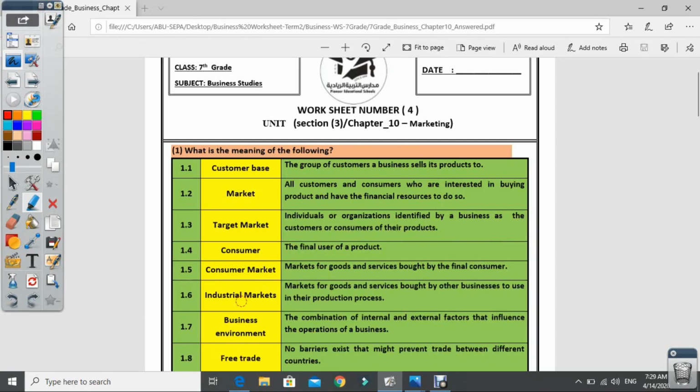Definition number 4, consumer. It's also on page 141. Consumer: the final user of a product. Definition number 5, consumer market. Consumer markets are also on page 141. Markets for goods and services bought by the final consumer.